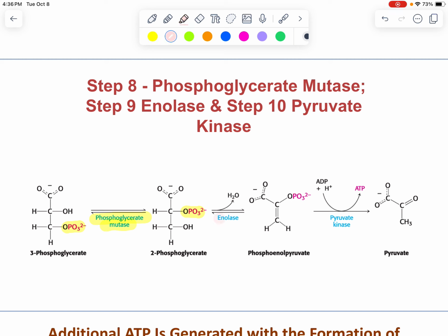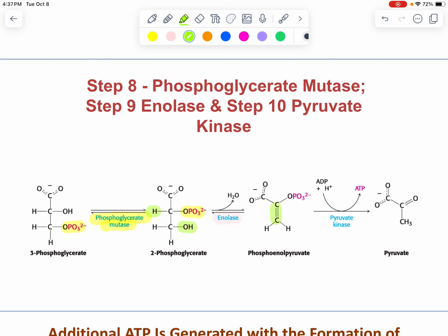All right, we've got this enolase, and so this now is removing a water. So if we look, essentially you can think of it as we are removing this and this. They're bonding to make water and leaving, which means now we have this double bond between the carbons. Okay, so we have this enol form. This is not very stable.